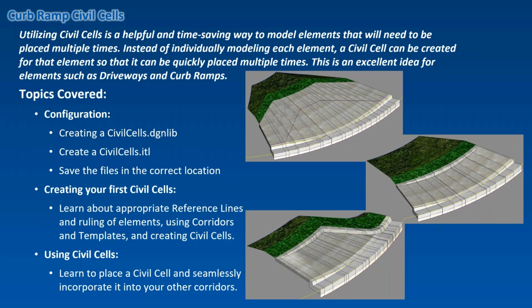Once we get that DGN lib loaded up, we need to learn the appropriate things to create a civil cell: reference lines, ruling of elements, using corridors and templates, and then actually creating the civil cell. Once you've created a civil cell in your DGN lib, you can close out of ORD and reopen it to have ORD reload that configuration so that it will now see your civil cells, and we'll learn how to place a civil cell and seamlessly incorporate it into other corridors.